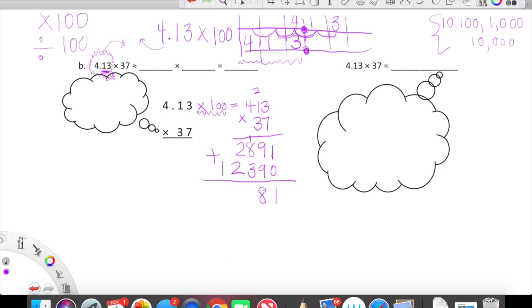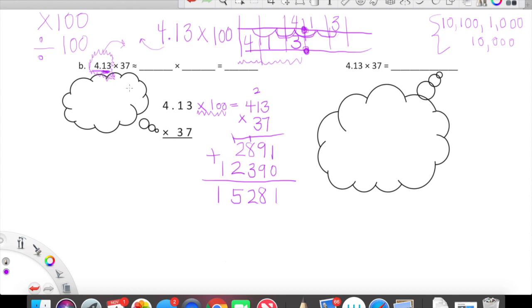We have 8 plus 3 is 11, plus 1 more is 12. We have 5 here, and then we have a 1. So 413 times 37 is 15,281. Are we looking for 413 times 37? No, we were looking at 4.13, remember?